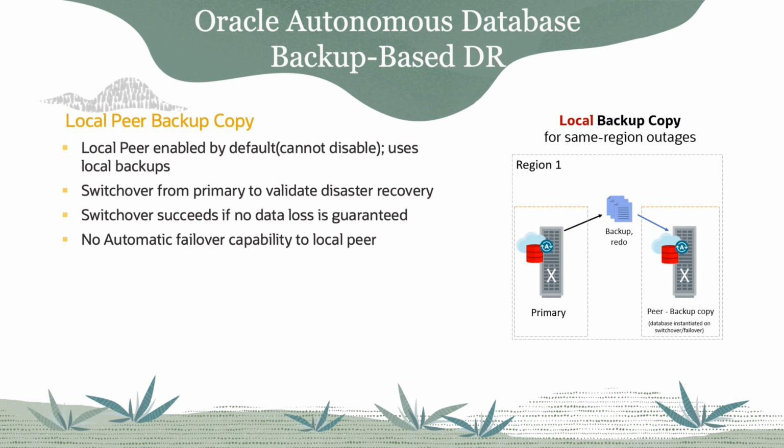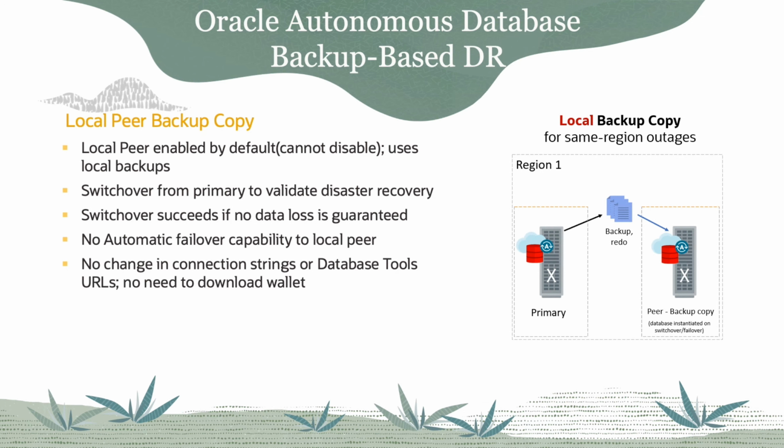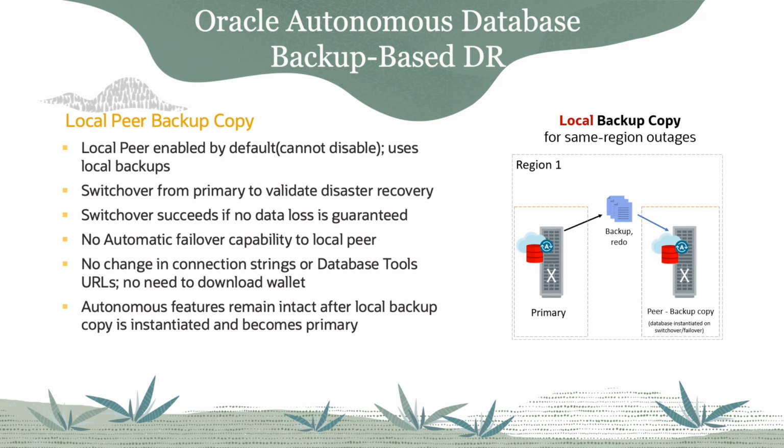Unlike autonomous data guard, there is no automatic failover capability available with backup-based DR, irrespective of whether it's a local or cross-region peer. After a switchover or failover operation, there is no change to the database connection string or the URL of the database tools associated with your autonomous database. You do not need to download the wallet and reconfigure your application once the peer database takes the primary role. All the autonomous database features that were available with primary will remain available in the peer copy once it is instantiated and takes the primary database role.